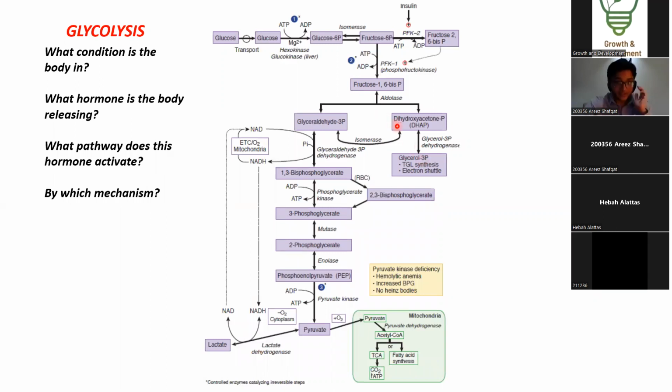Now, let's look at a few examples of some pathways, okay? This is glycolysis. You took this in MOL 1, so I won't go into much detail here. But what you need to know is that glycolysis asks these questions again. What condition must the body be in for you to stimulate glycolysis? Well-fed or starvation?